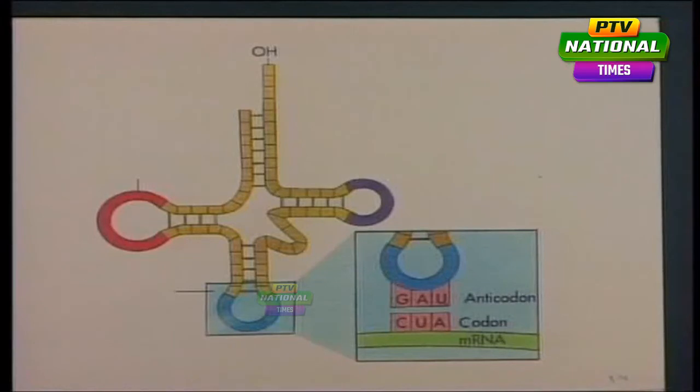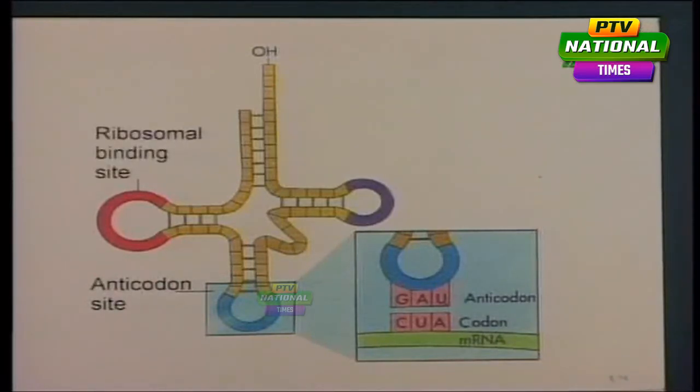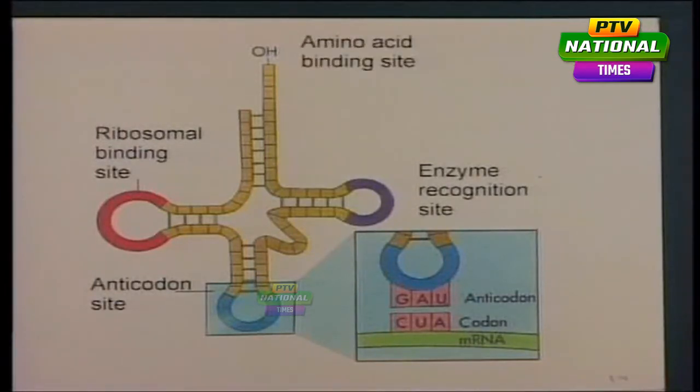Now on the tRNA, there are 4 sites: an anticodon site, which is matched with the codon of the messenger RNA; the ribosomal binding site; the enzyme recognition site for the enzyme that activates the amino acid before binding with the transfer RNA; and the amino acid binding site. Now, amino acids are the raw materials for protein synthesis and are large organic molecules containing carbon, hydrogen, oxygen, and nitrogen.